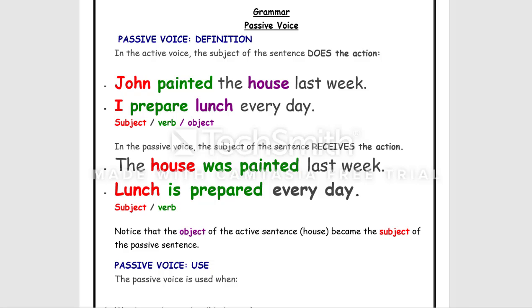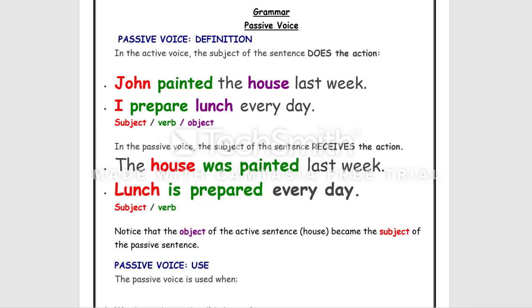And now, how do we formulate the passive voice? There are three steps. The first one, put the object of the verb at the beginning of your sentence. Number two, conjugate or use the verb to be in the same tense as the active sentence. That means if the main verb is in the present simple, we're going to use am or is or are. And if it's in the past simple, we're going to use was or were.